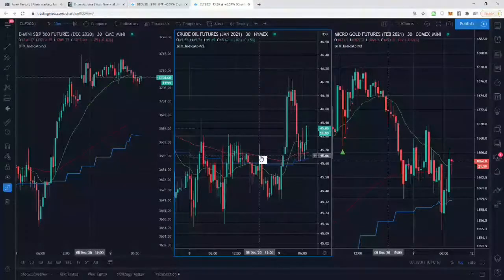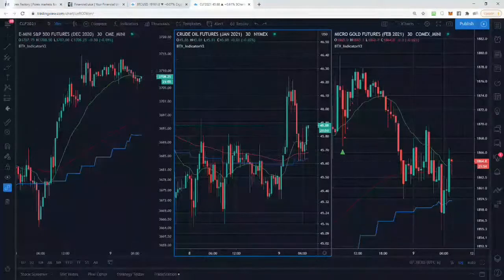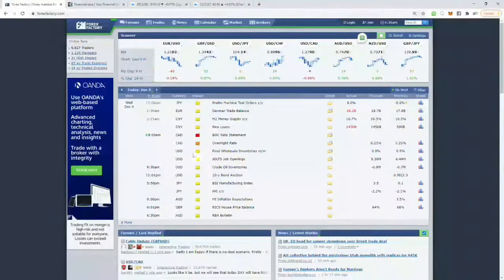I'm not going to talk about news. There isn't any high impact news coming up. I checked this already this morning when I was doing the Forex market update. There is some CAD news, but there's no high impact US news that we need to be bothered with this morning that might take us out.